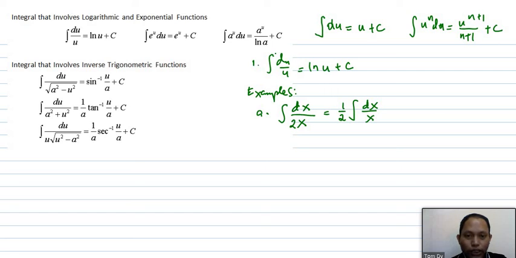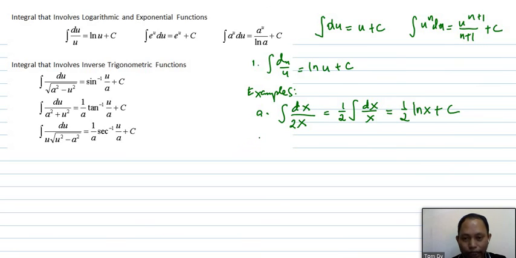If you have noticed, this is du over u. Our u here is x. The derivative of x equals dx. Therefore, we can apply this formula. So we have here 1/2, and then this dx over x, that is du over u, or ln u plus c. So we have 1/2 ln of x plus c.